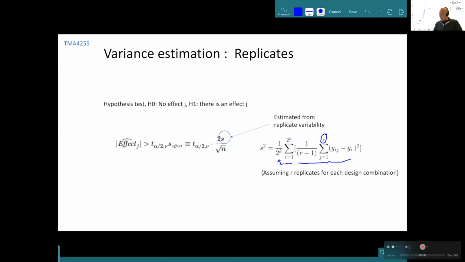Then again, it's the t-distribution. Suddenly this degree of freedom now changes. Now we don't have just 5 degrees of freedom. Here we have a number of replicates. This would actually be 2 to the power k, and then r minus 1 for each one. We have a bunch of data that we use to estimate the variability. So this t-distribution has many degrees of freedom if k is large and r is large.